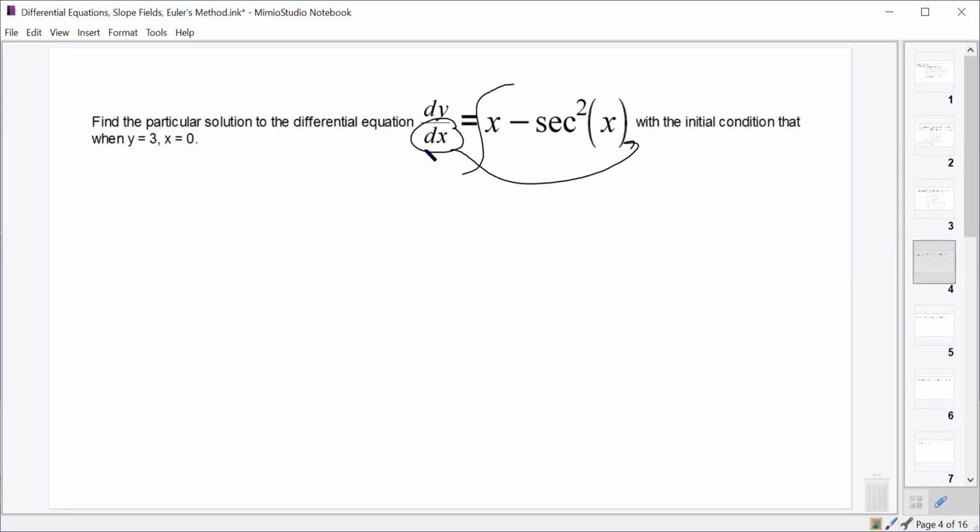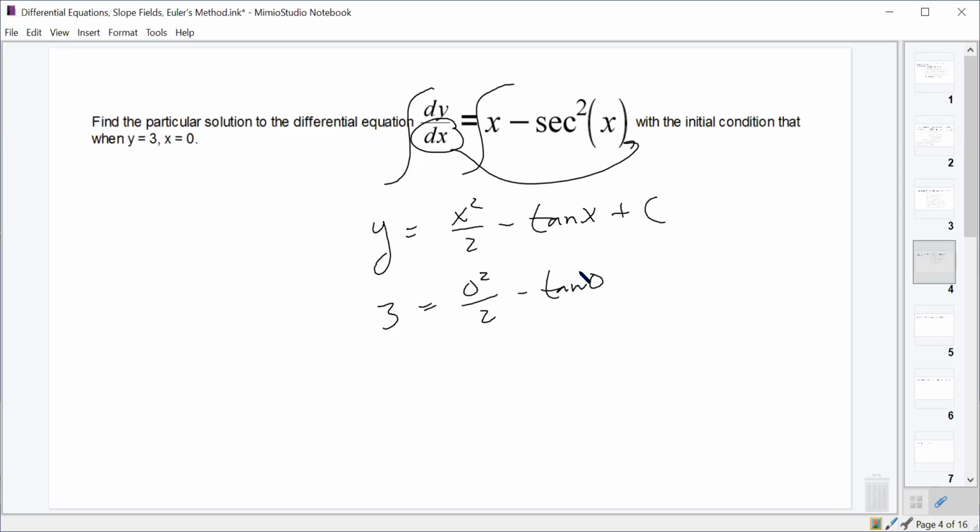Bring over the dx and integrate. Gives us y equals x squared over 2 minus tangent x plus our constant. And our initial condition is that when y is 3, x is 0, giving us a constant of 3. And we end up with y equals x squared over 2 minus tangent x plus 3.